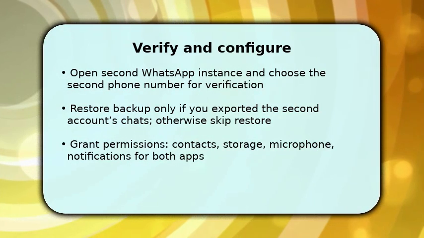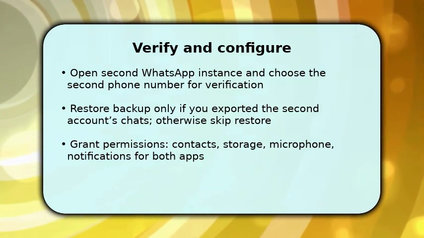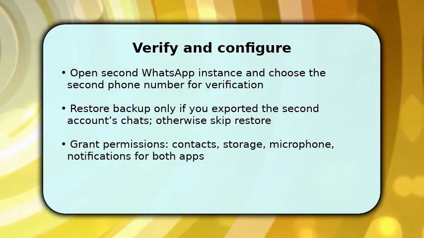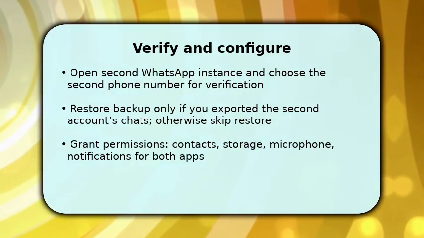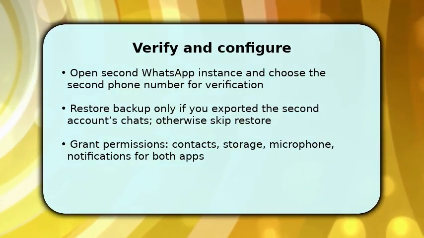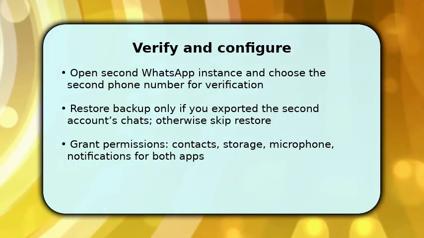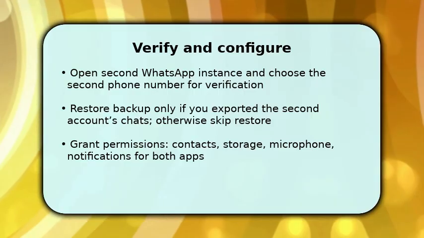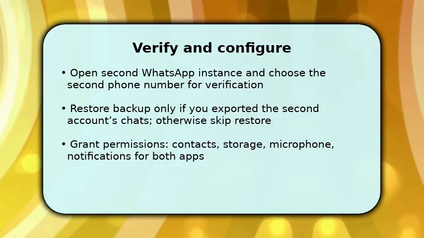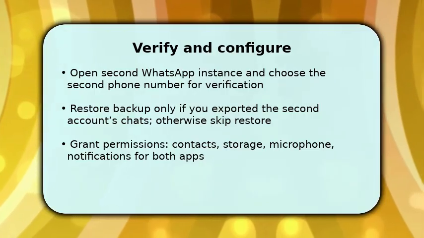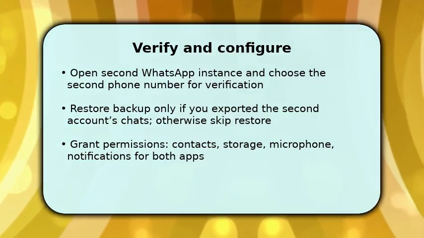You now open the second WhatsApp instance and select the second SIM number during setup. WhatsApp will send a verification code to that number, so make sure you can receive it. If you exported a separate chat backup for this number, restore it when prompted. Otherwise, proceed clean. Also, configure app permissions and notification settings for both apps so contacts and media sync properly and you don't miss messages in either account.